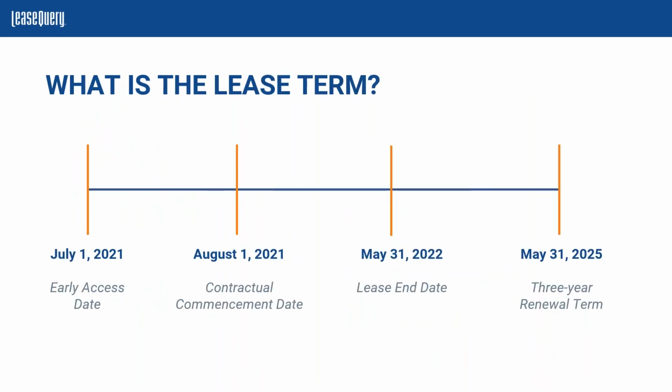So let's get a better understanding of the lease term. With what we've reviewed so far, we have our early access date, we have our contractual commencement date, the lease end date, and the 3-year renewal period. So when we evaluate the time period between July 1st, the early access into the building, would that be a part of our full lease term?